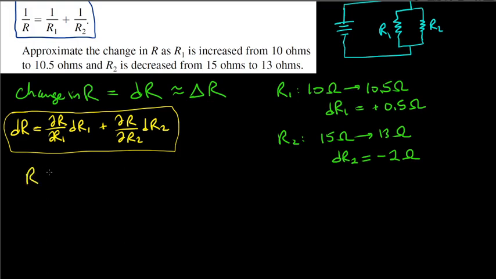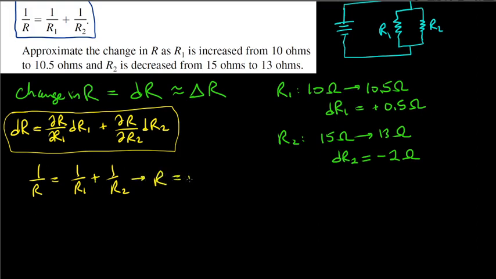Why don't we just go ahead and do that? So you can solve for R in terms of R1 and R2. I don't know, for some reason I just feel like doing it directly. I don't know if you're going to like me doing it directly. Okay, so let's solve for R. Let's just flip everything over.